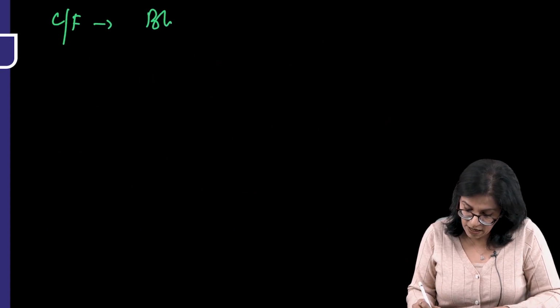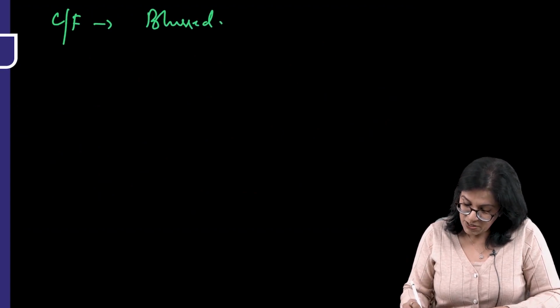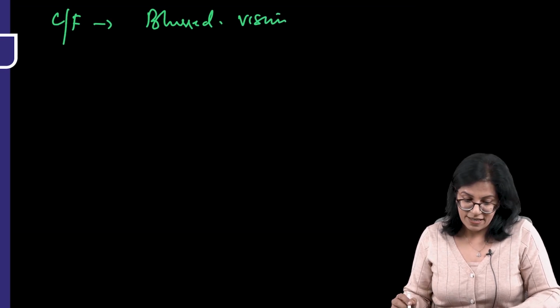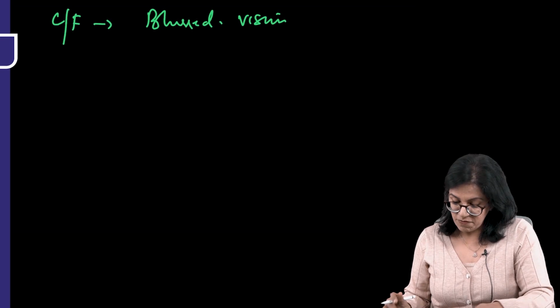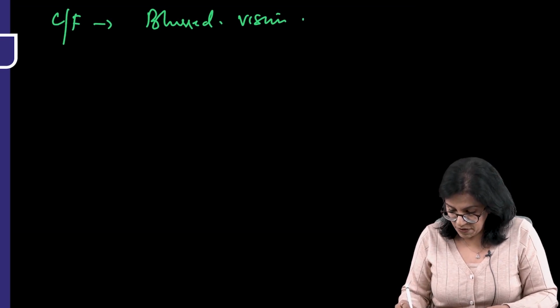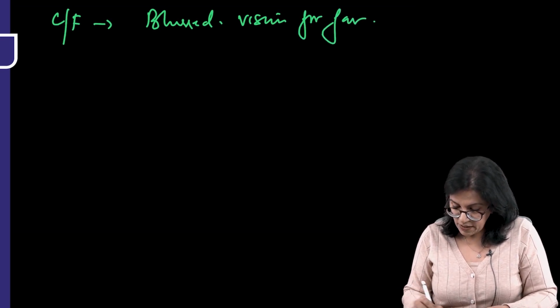Then we talk about how the patient will present. Patient is going to present with, we all know this, half of us or more are myopic. So blurred vision, mainly for far. This is the complaint of the patient, blurring of vision for far, or difficulty or diminution of vision for far vision.